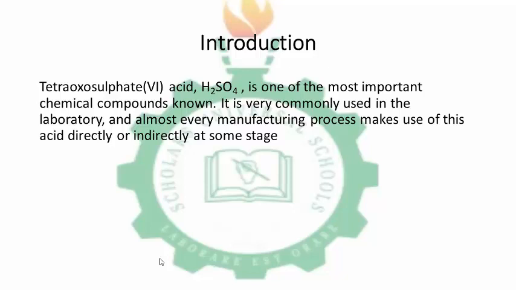For example, in the production of chlorine, we use it as a drying agent for drying the gas. Also, we use tetraoxosulfate 6 acid as a dehydrating agent. We use it in a lot of reactions. Either it serves as part of the reactant, or it serves as a drying agent, or it is used to acidify an oxidizing agent. So it is an important compound in chemistry.